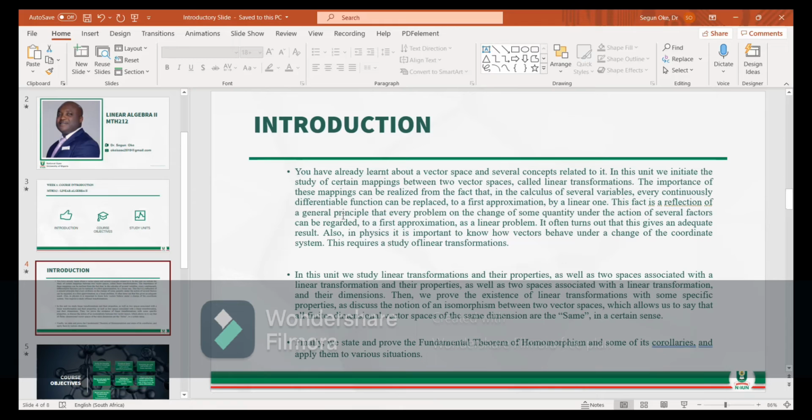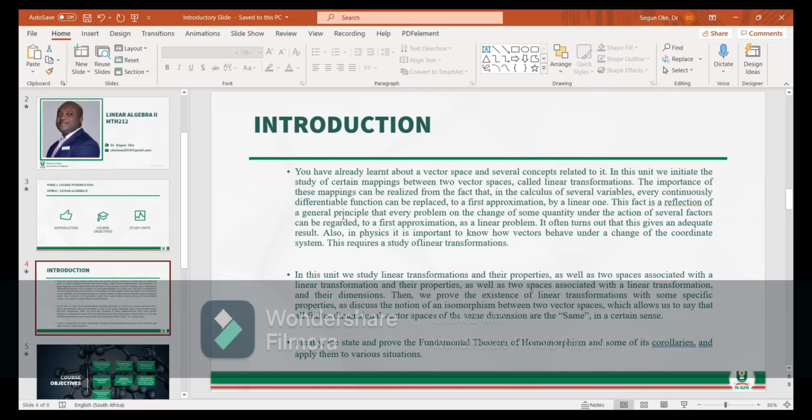This is a reflection of the general principle that every problem on the change of form of a quantity under the action of several factors can be regarded, to a first approximation, as a linear problem. So when you have a problem, what this is telling us is, before you move to the nonlinear, you first reach the linear. After the first approximation, which is linear, you begin to have the quadratic and the more complex ones, and so on and so forth.